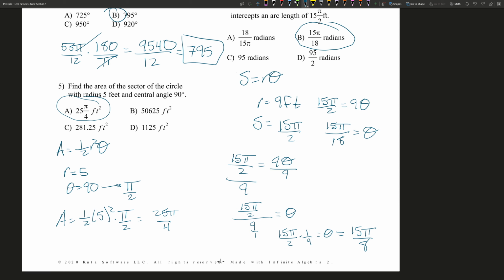You probably got D because you did not convert 90 degrees to radians. So if you just use 90 degrees, which you cannot do, you get 25 times 90 divided by 2, which is 1125. You cannot do that. It has to be in radians.